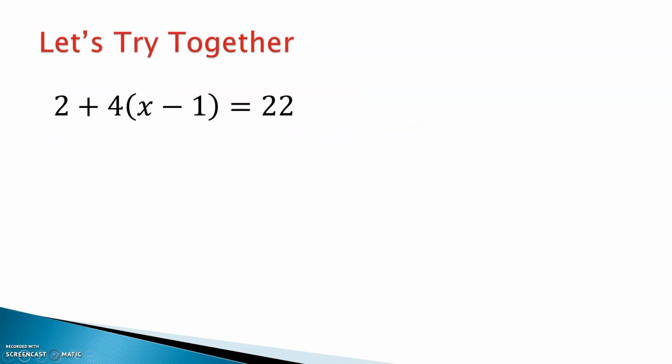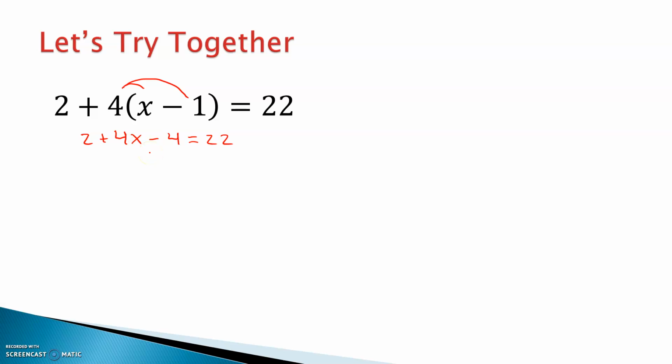All right, so let's try this one together. You are working this out in your notes. We're going to begin here, and immediately go after the distribution. We see parentheses. Let's take care of that. 4 times x is 4x. That's going to be a positive 4x, so don't forget the plus. 4 times negative 1 is negative 4. I'm going to drop down my equal sign here. Drop down the 2 in the front. That was 2 plus 4.